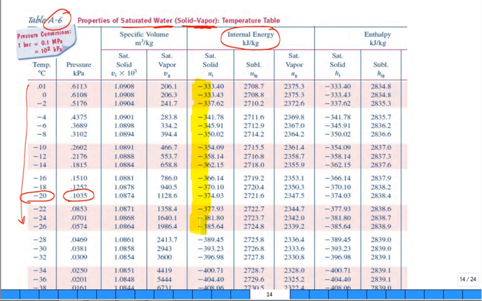All right. Let's take a look. So this is from the solid to the vapor region. If you go back to that 3D PVT surface, you'll see that two-phase region.